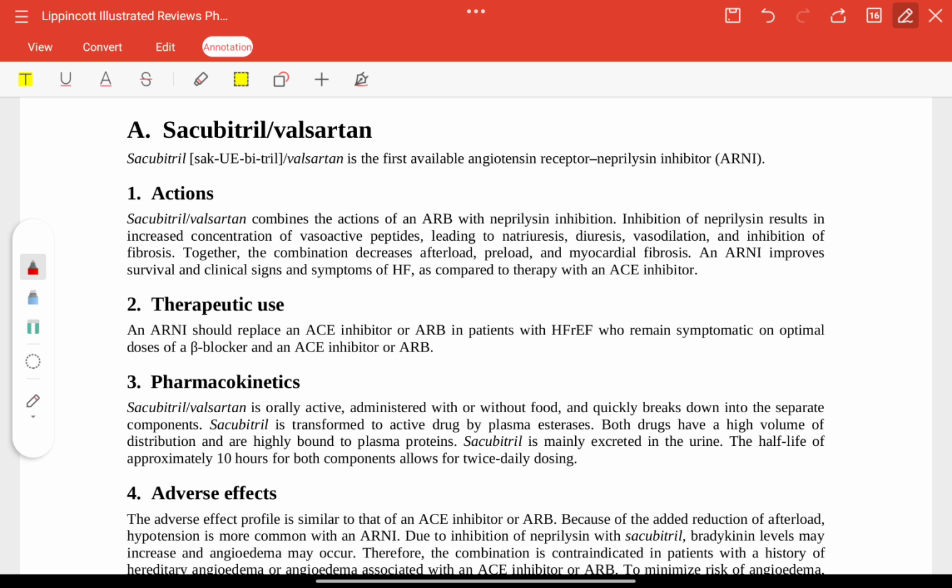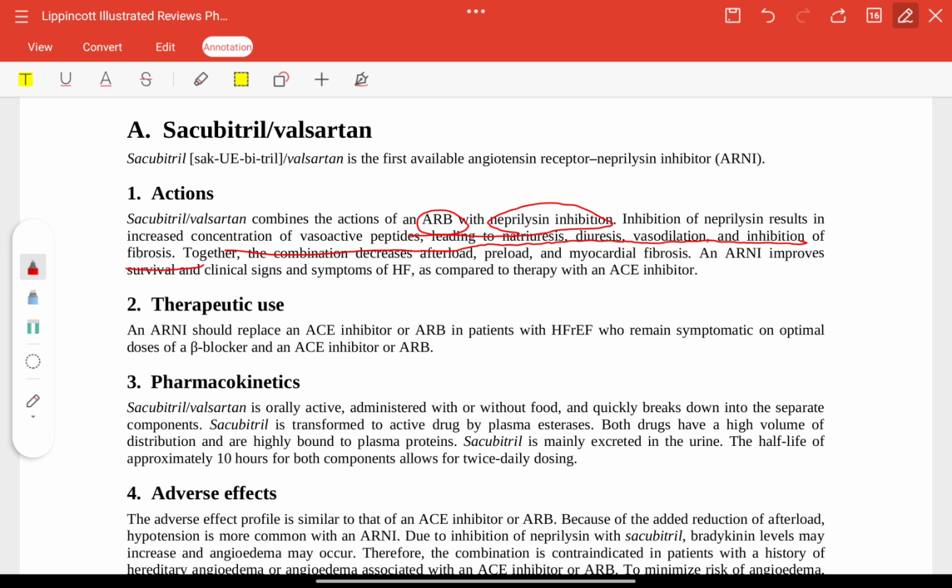Now sacubitril, valsartan. These are the first available angiotensin receptor and neprilysin inhibitor, ARNI. They combine the action of an ARB with neprilysin inhibition and result in an increased concentration of vasoactive peptides, leading to natriuresis, diuresis, vasodilation, and inhibition of fibrosis.